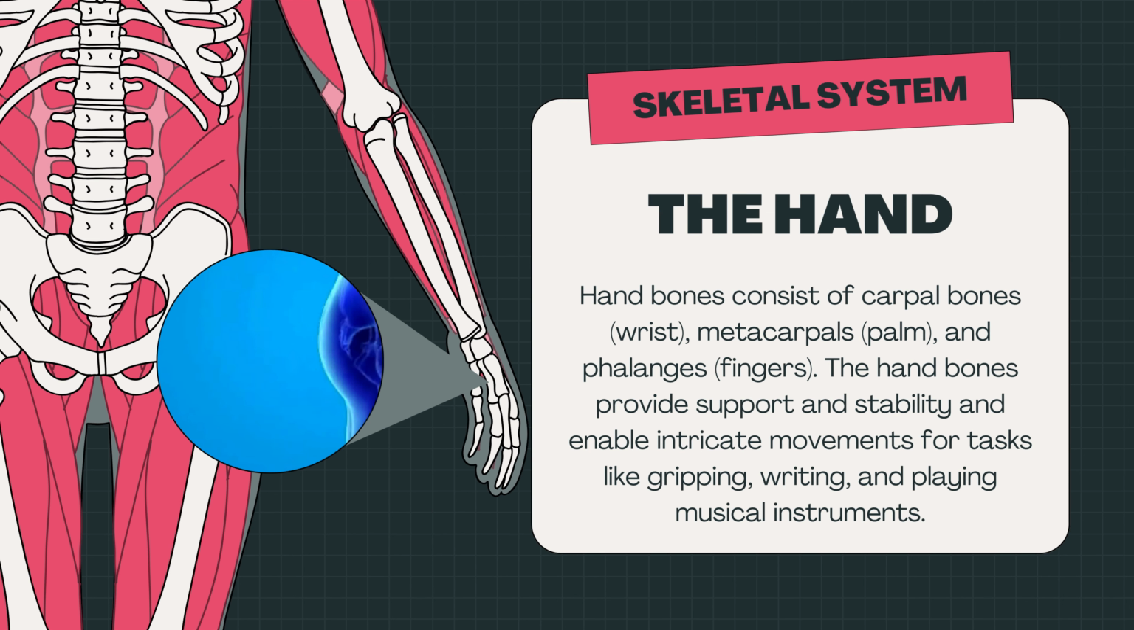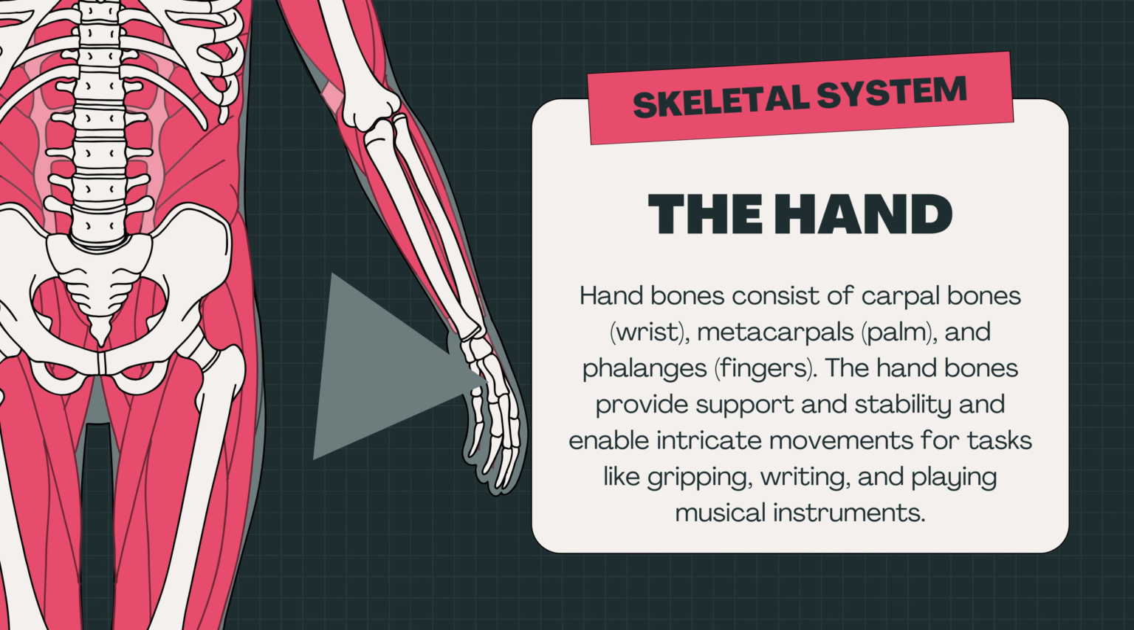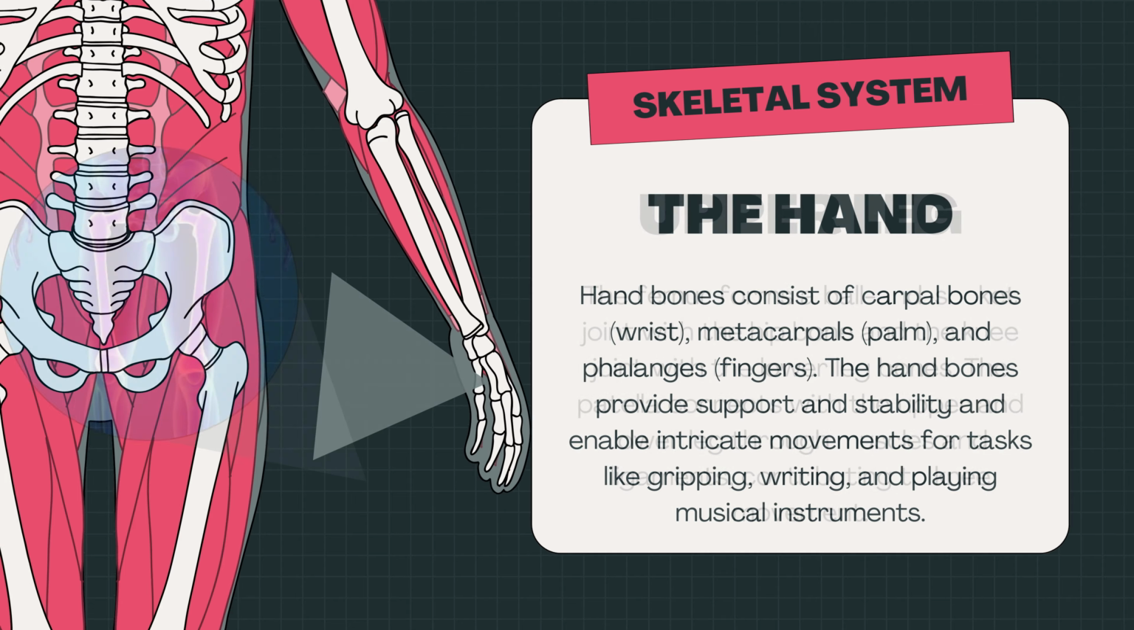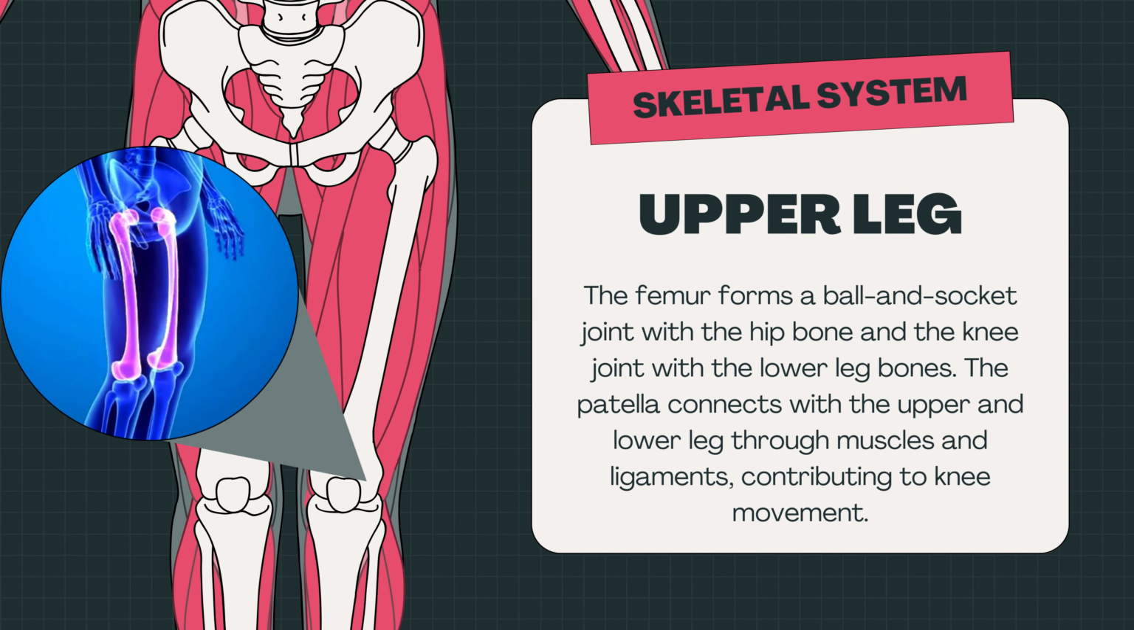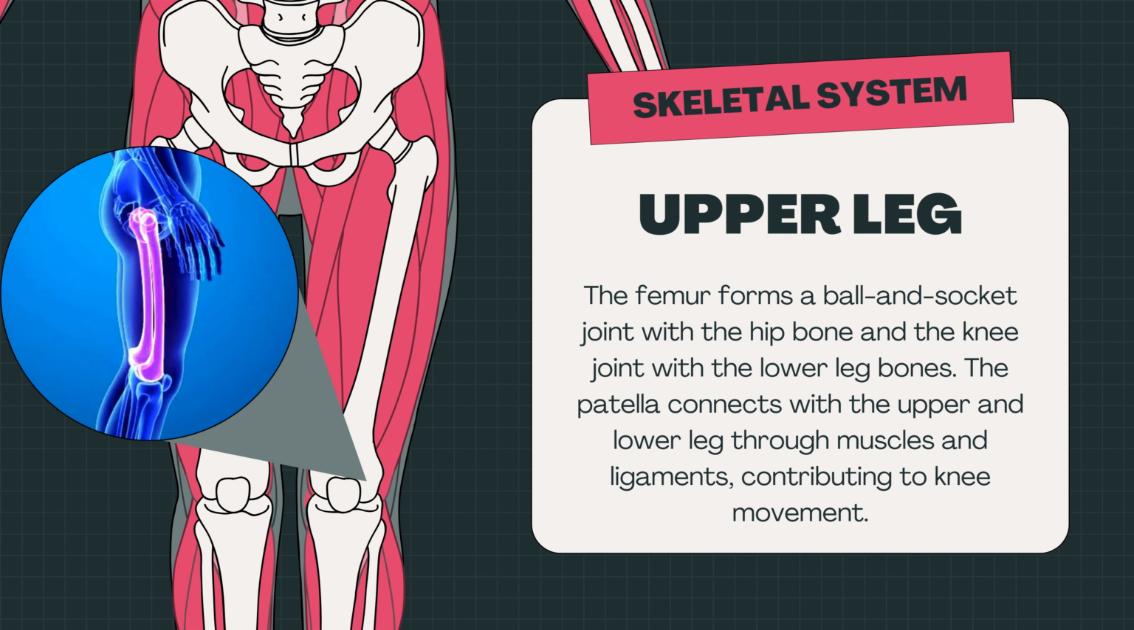This is followed by the bones of the fingers called phalanges. They help in gripping of objects, writing, and playing of instruments. The bone of the upper leg consists of the longest bone of the body called the femur bone, which fits into the ball and socket joint of the hip region.